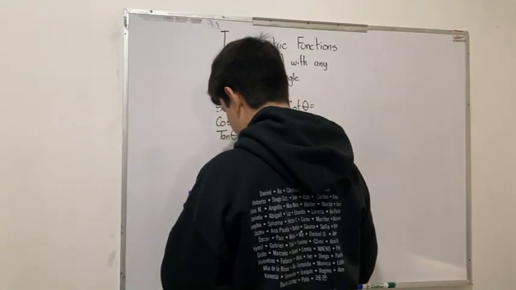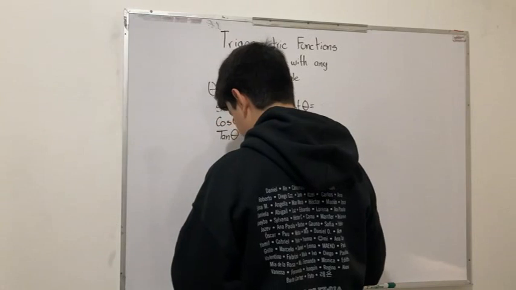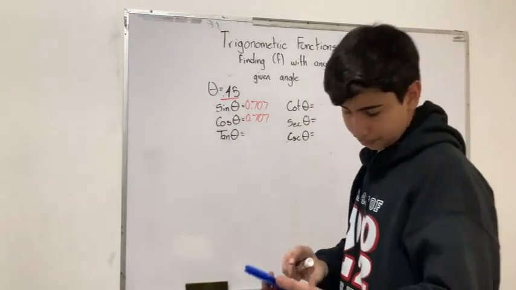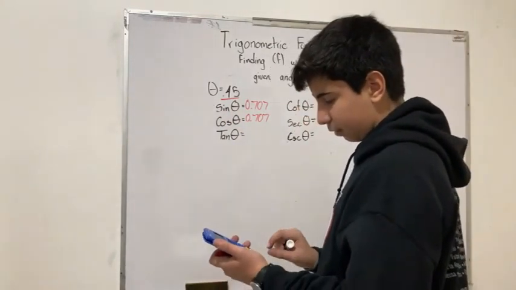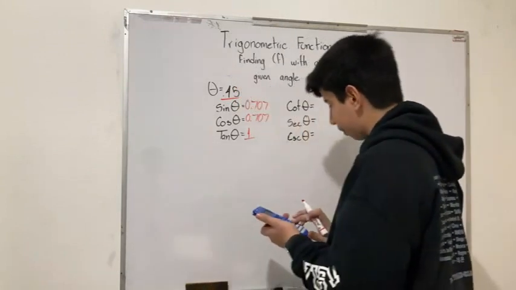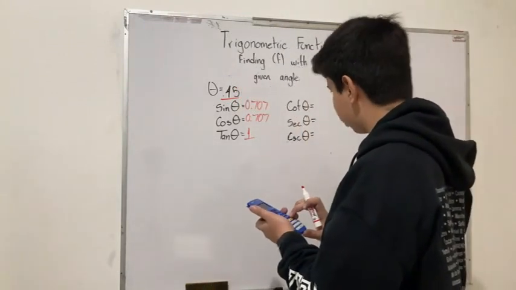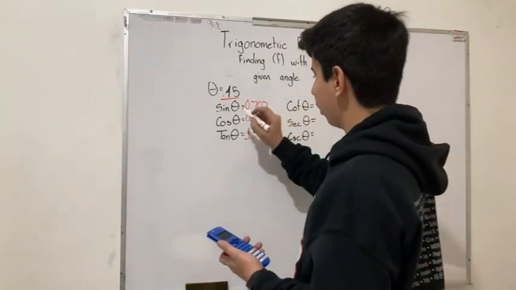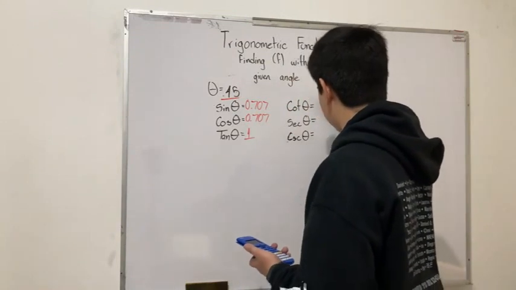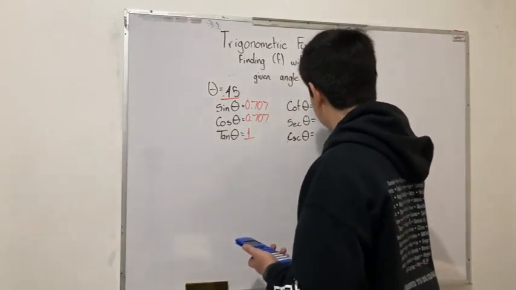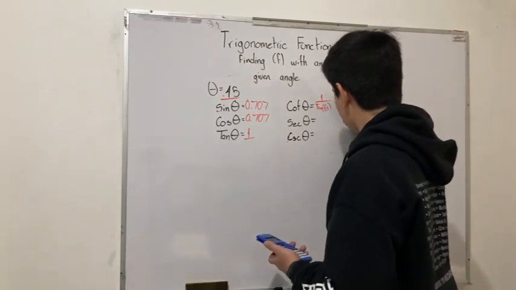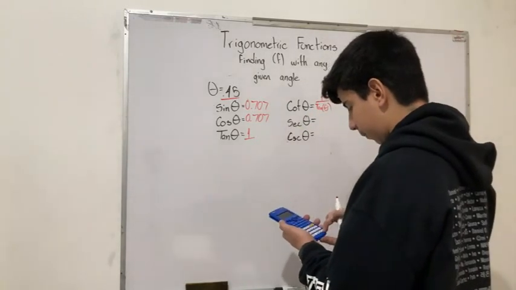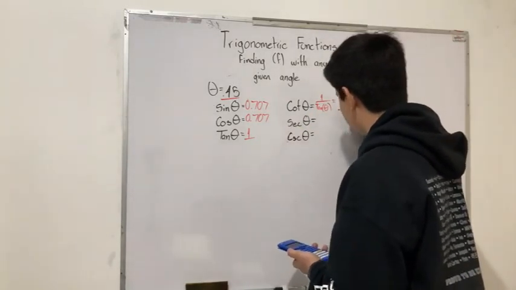cos 45, it gets to the same 0.707. For tangent 45, we have 1. For cot, we know that we do the division of 1 by tangent, like this, 1 divided by tangent. We know this is 45, so this is 1 divided by tangent 45. It gives us 1.